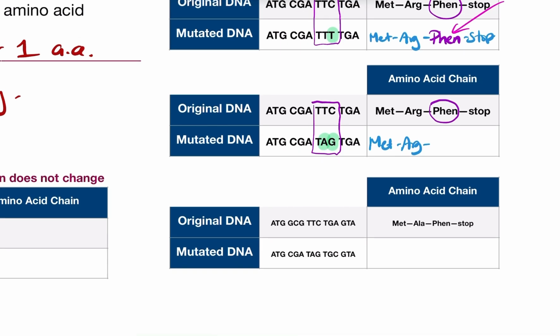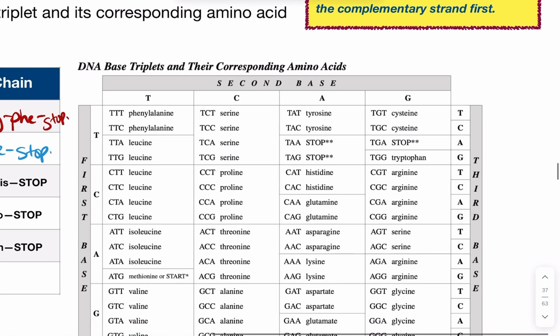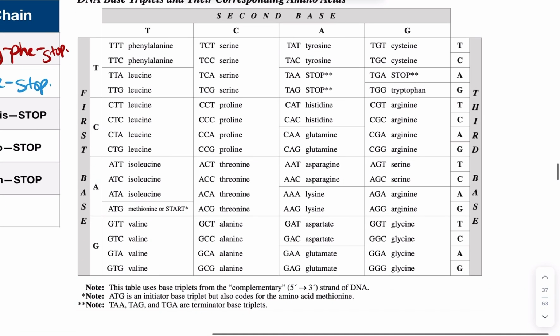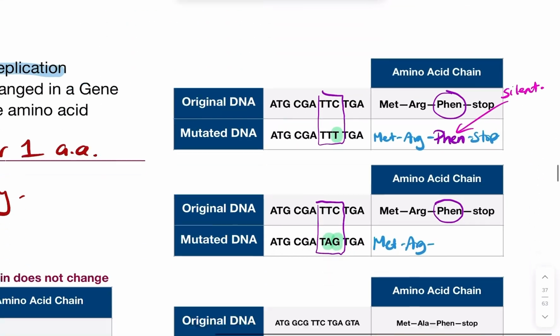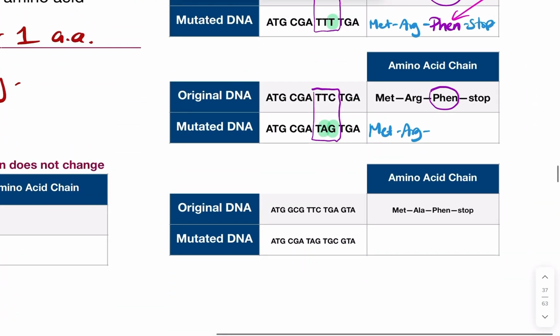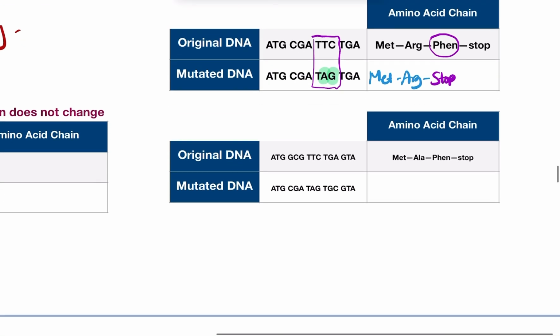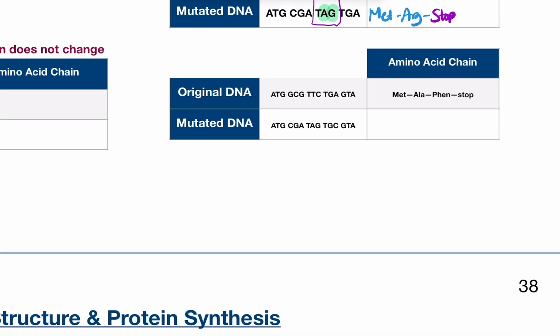A lot of creativity here in these questions. TAG, what the heck is that? Sorry. Nope. TAG. It's a stop codon. Okay, so it's going to be a stop. Oh my goodness. So then, essentially, instead of having 3 amino acids, we only have 2. That's very different. Okay, that's going to be a bad mutation, most likely. That is not going to be silent.